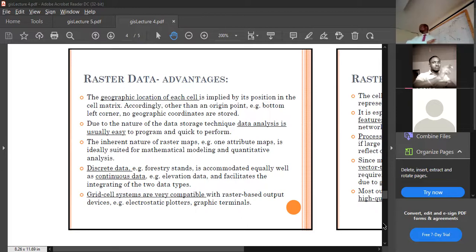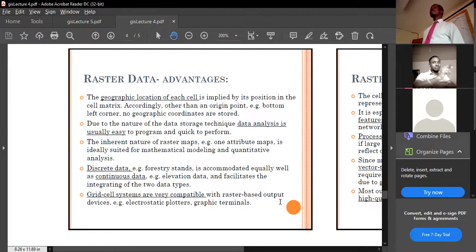By the way, it's not part of this syllabus. It won't come in the exam. Don't worry about that. But it's just an extra something you have to know. Guys, we end here. Go and read more about it. The whole idea is to whet your appetite, let you get to know.